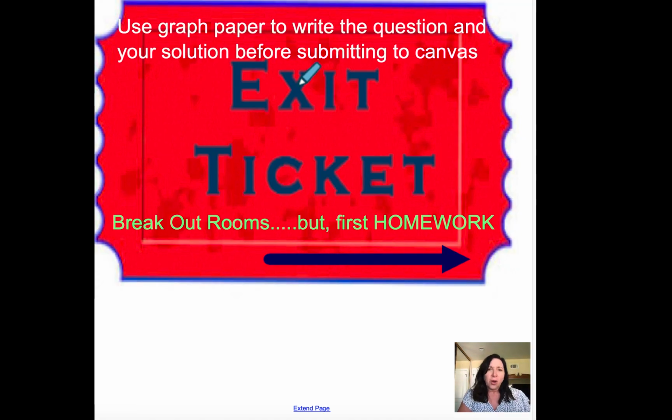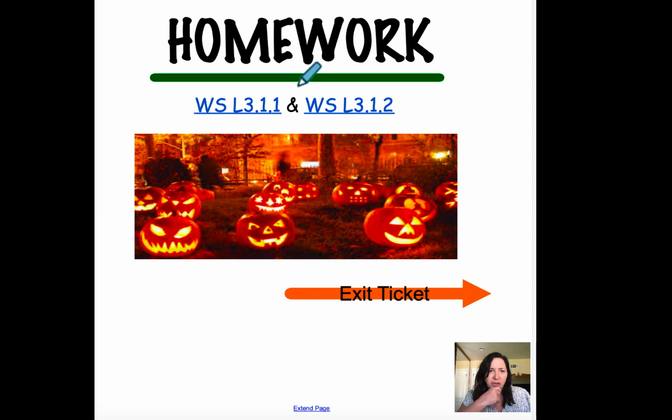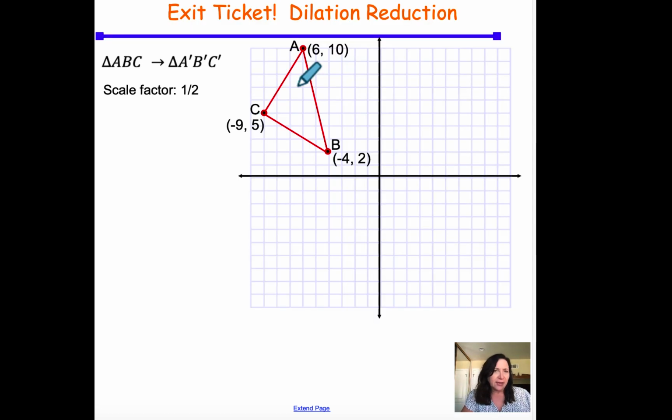All right, so you do have an exit ticket. You're going to use graph paper to write the question and your solution, and you are going to submit that to Canvas. But first, we're going to send you off in your breakout room so you can discuss that other question, and then come back to do the exit ticket. So we've got the homework, which is 3.1.1 and 3.1.2. And here's your exit ticket.